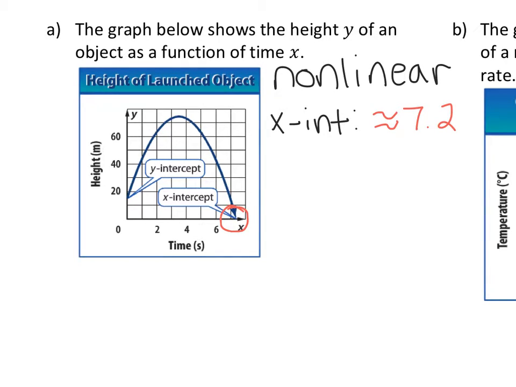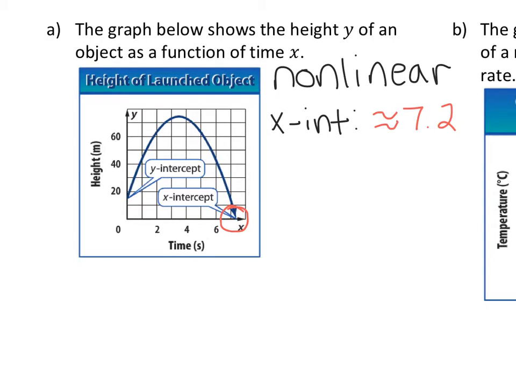But what does that mean? We have the height of a launched object. That's the title of our graph here. So an object was launched, went up in the air, and then came down. The y-axis represents the height. Well, the height here would be 0. So if I throw something in the air, 0 height means that it reaches the ground. And how long does it take to reach the ground? 7.2. So let's go ahead and write that out.